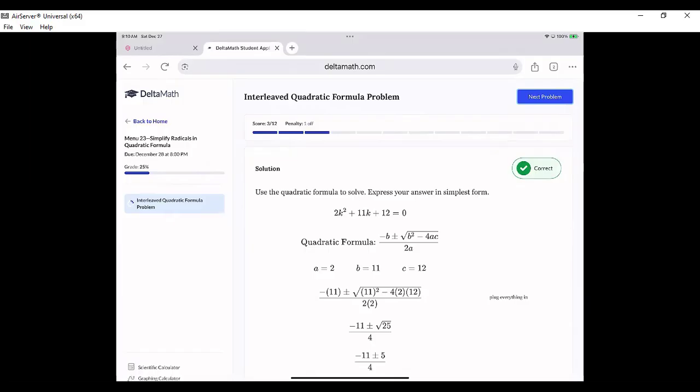Because once you look at the b squared minus 4ac part, you should be able to determine, is this a perfect square? Because if it is, you just use the formula and you're going to get the rational roots. If it's not a perfect square, you can use menu 23 to help you simplify the radical if it can be simplified.